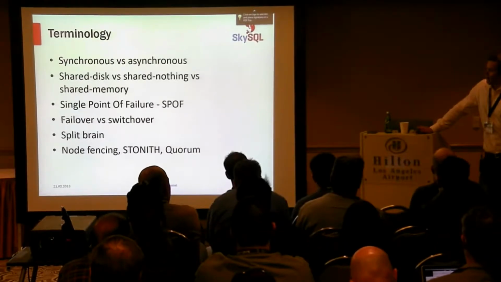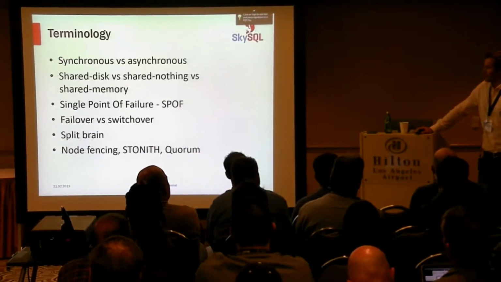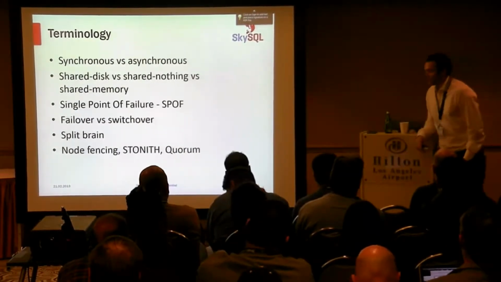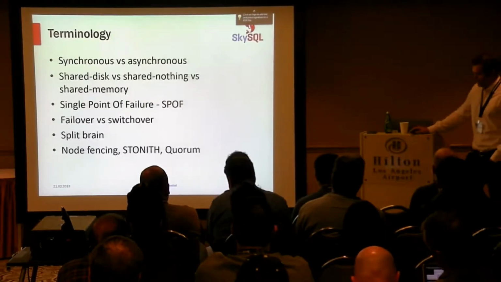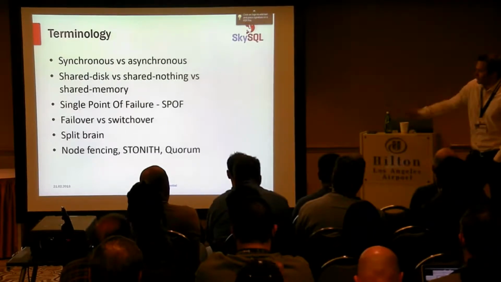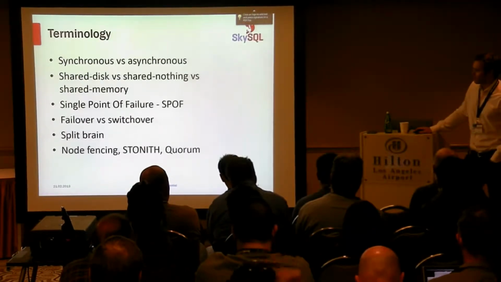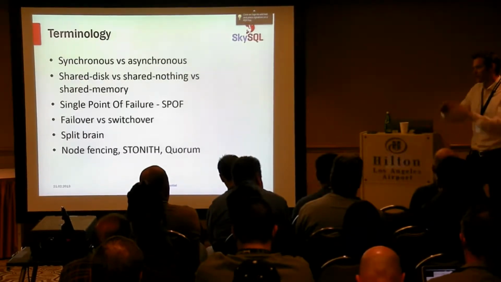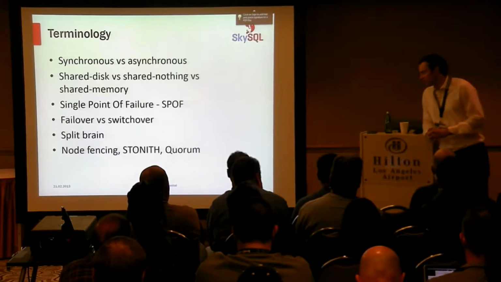There are different ways of avoiding this, and it's called a split brain scenario to have these two machines that are no longer in sync. And these here are a few. So node fencing just means fencing off a node that's no longer responding.